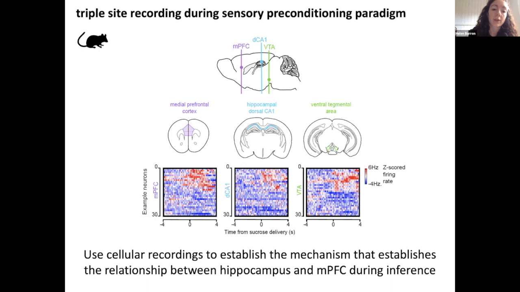We could also have the temporal resolution that we would need in order to look at how ripples in the hippocampus relate to activity in the medial prefrontal cortex. This is just an example of a recording from those 3 brain regions while a mouse gets a sucrose droplet. But the idea would be to then record from particularly the medial prefrontal cortex and the hippocampus during an inference task, and to track that recording over time to see how the relationship might change, and also track that relationship during periods of rest and sleep.